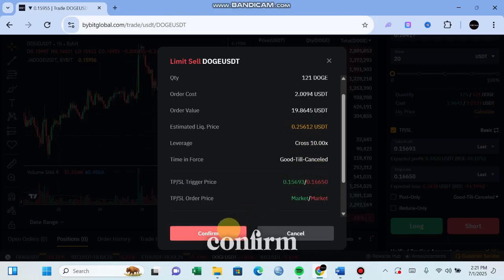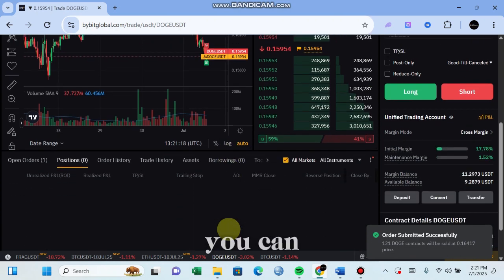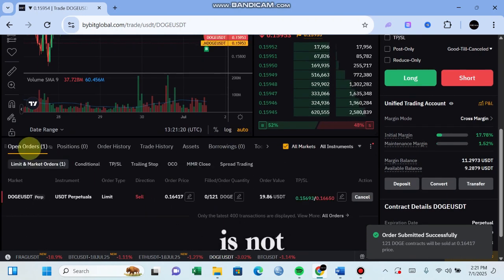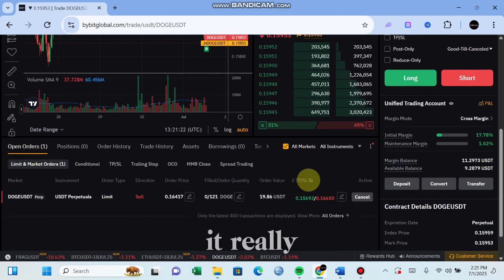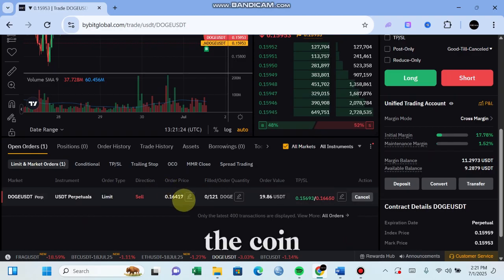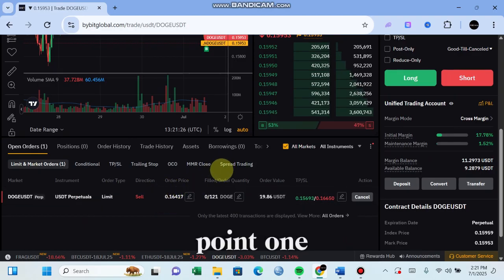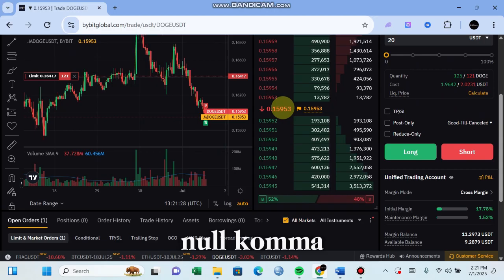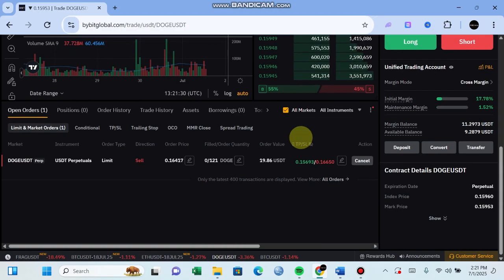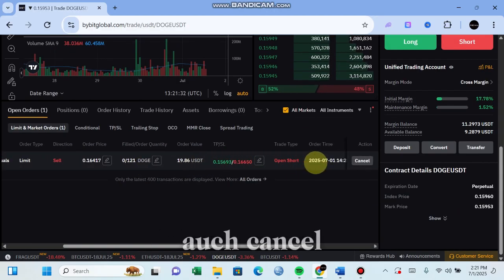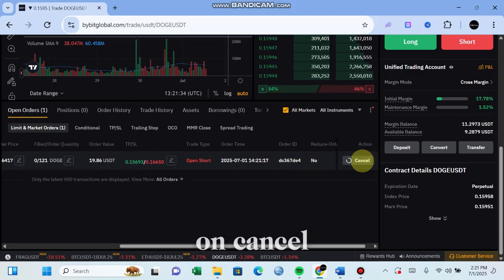I'm going to tap on confirm. And if I confirm this, as you can see, since it is a limit order, the trade is not going to go through. It will only go through when the price of the coin is at 0.164. The coin price is 0.15, so it's not going to go through now. So on this place, I can also cancel it, basically tap on cancel here.